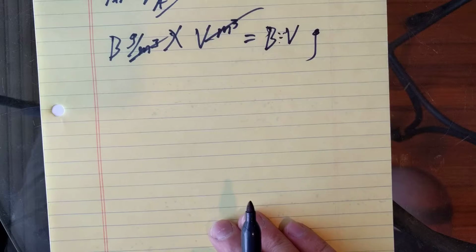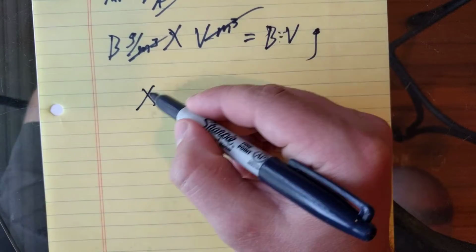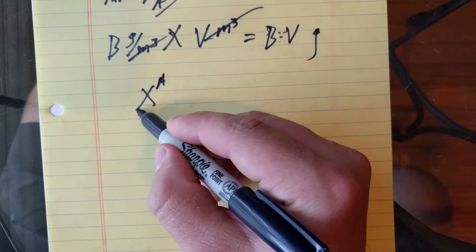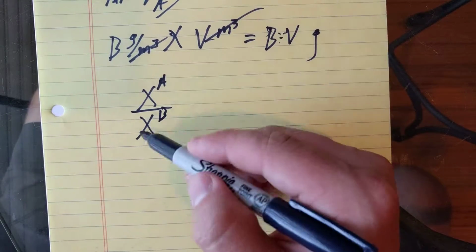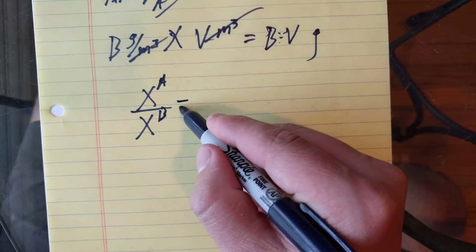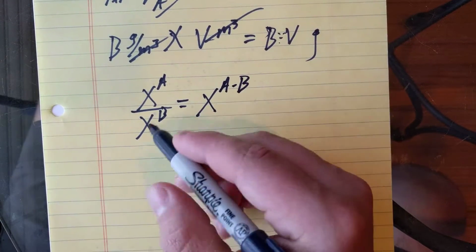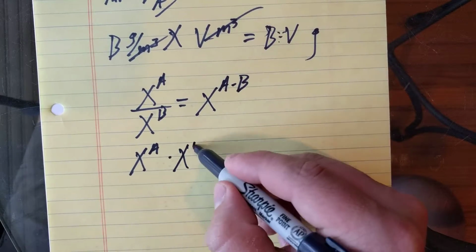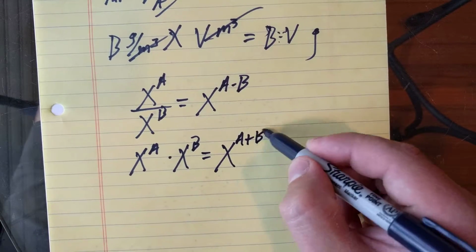The other thing that was kind of important that we went over is, what do you do when you have a number with an exponent, say x to the a power divided by x to the b power? Since x and divided by x, they're the same term, right? So that's going to equal x to the a minus b. What if it was times each other? So I have x to the a times x to the b. Then you add them, x to the a plus b, okay?